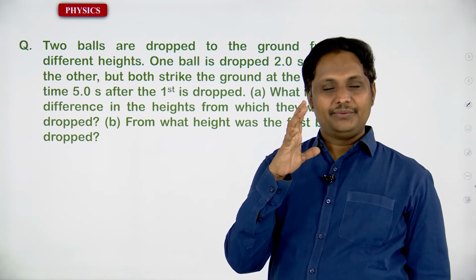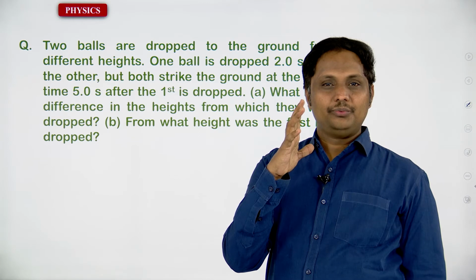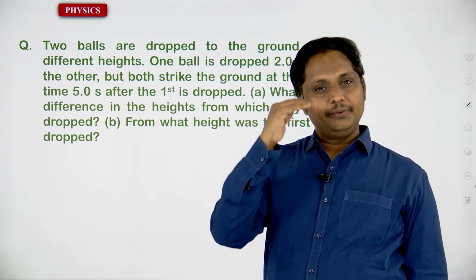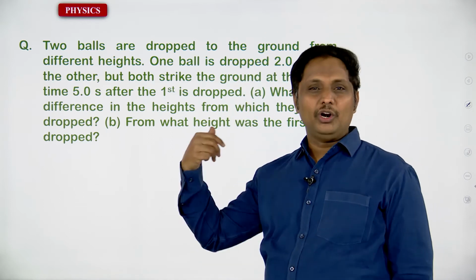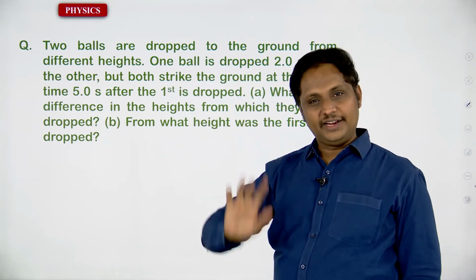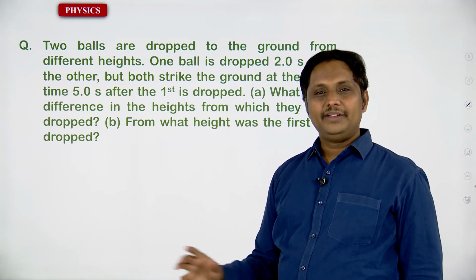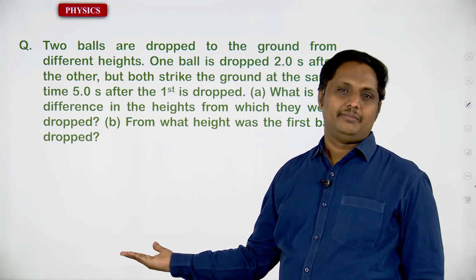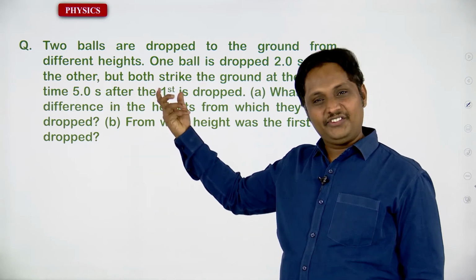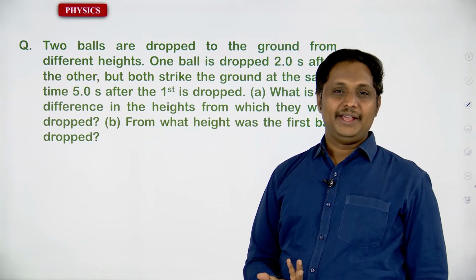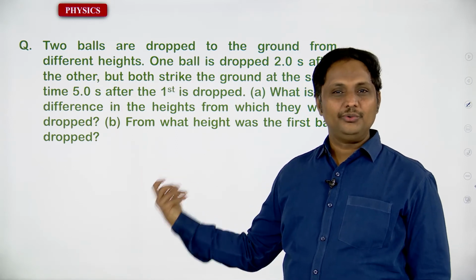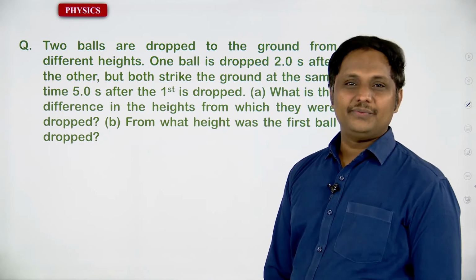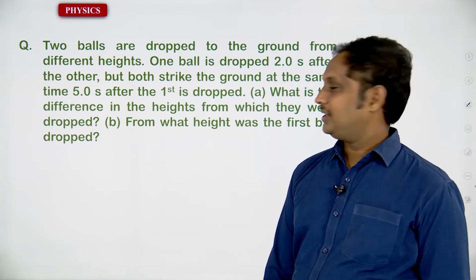At different heights, you have to consider the first ball is dropped from a particular height. The second ball is also dropped from a particular height. It's very clear. But they are striking the ground at the same time. But you need to consider there exists a time delay from the first ball to the second ball, whatever it may be, we have to take that. This is the case, we would like to go for that. All right. Okay.